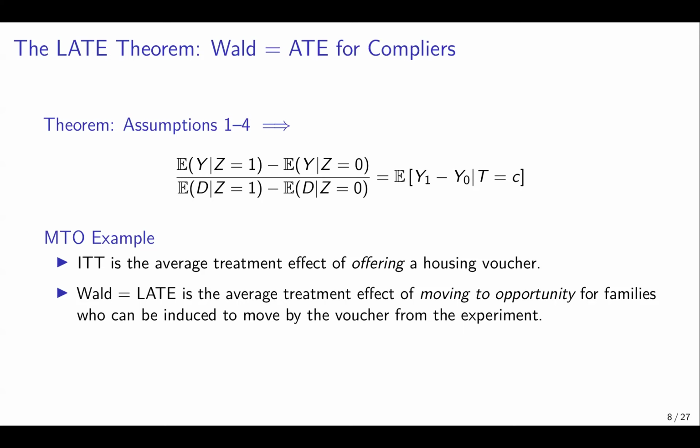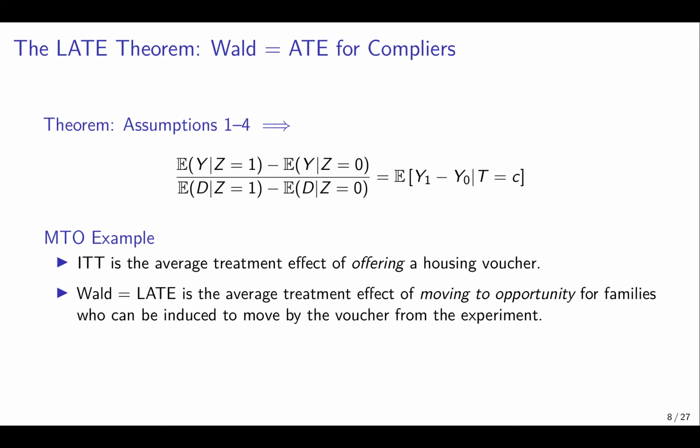For the compliers, remember the compliers are the families who kind of do what you want them to do. When you don't give them the voucher, they don't move to opportunity. When you do, they do move to opportunity. For these particular kinds of families, our experiment is really like a standard randomized controlled trial with perfect compliance. So for this particular subpopulation of families, it's really just as though we could force them to take the treatment or not, because they're the sort of families who just do what the treatment offer says.